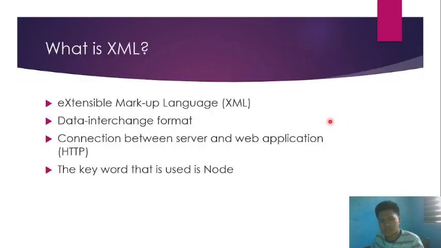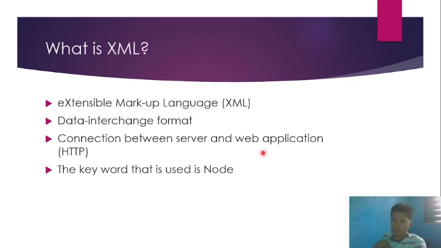So the next one is XML. So it is an extensible markup language, data interchange format, and the connection between server and web application which are HTTP. So if you see the difference, there are none in the description of XML and JSON, that is because their purpose on how they function is the same. The only difference is the keyword that is used in XML is node.